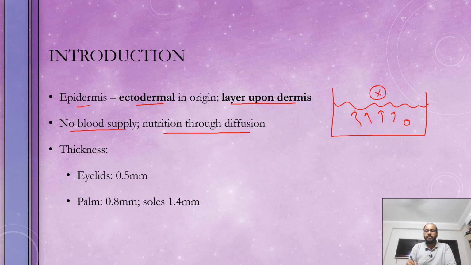Remember, the dermal vessels are somewhat in the mid-dermis. They can reach up to the papillary dermis, but most of the time they are at the junction of the reticular and papillary dermis. And that is where the nutrients diffuse to reach the epidermis. The thinnest area of the epidermis is the eyelids, at 0.5 millimeters normal average thickness, while the thickest areas are the palms at 0.8 mm and the soles, which is 1.4 mm. And so we know that normal epidermis is thickest at the soles.